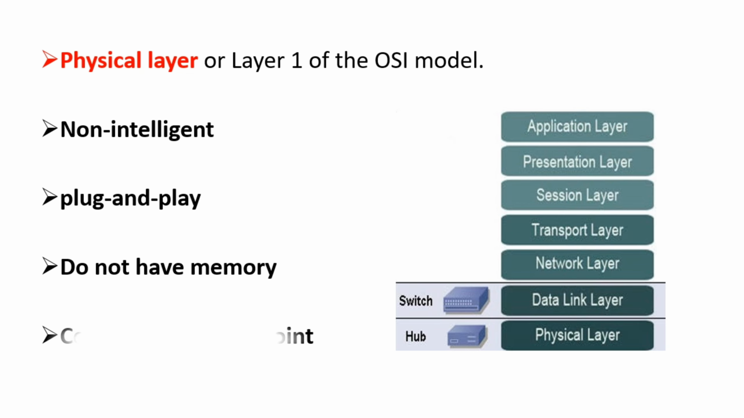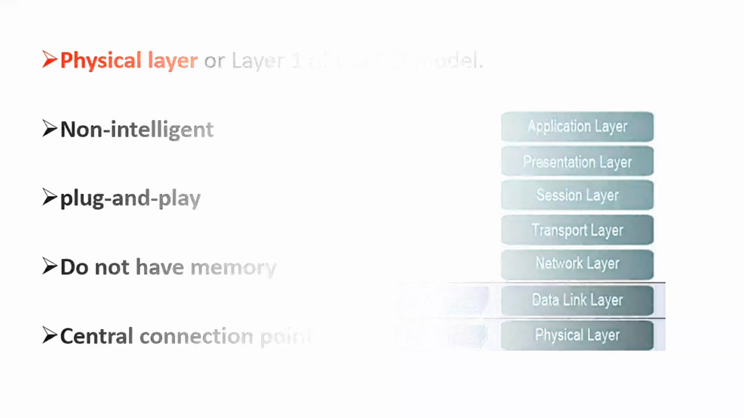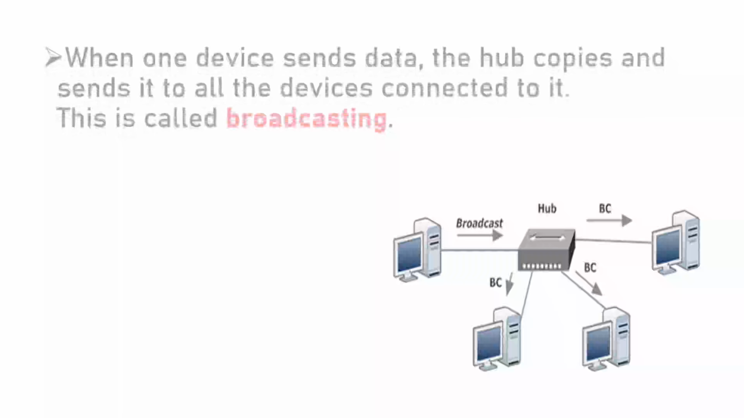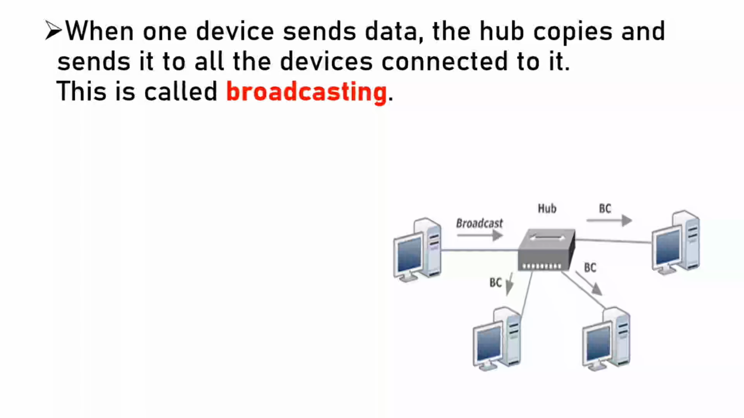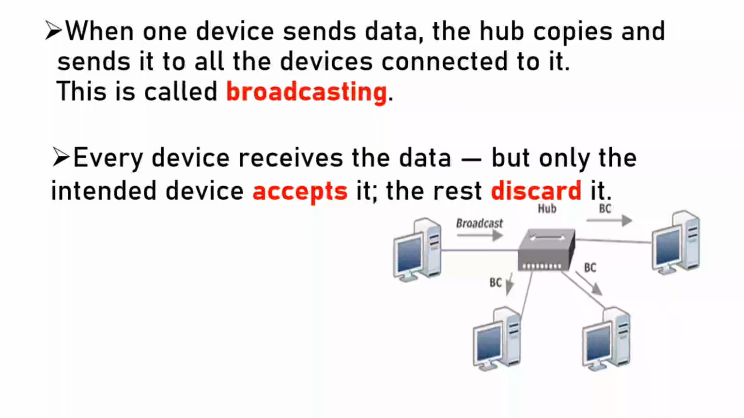Instead, they act as a central connection point. When one device sends data, the hub copies and sends it to all the devices connected to it. This is called broadcasting. Every device receives the data, but only the intended device accepts it. The rest discard it. The main function of a hub is to create a common connection point for devices in a network.